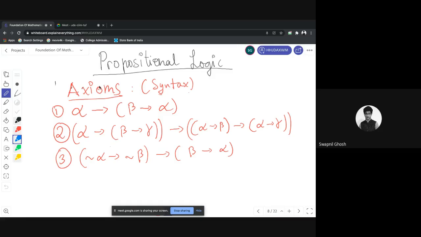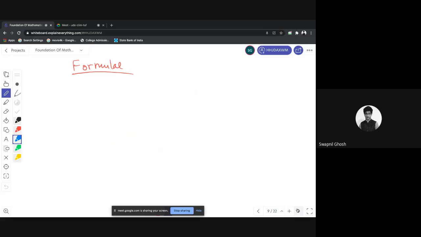Propositional logic has some axioms. Let's start with them. It has three axioms: alpha implies (beta implies alpha); alpha implies (beta implies gamma) implies (alpha implies beta) implies (alpha implies gamma), which is kind of distributive; and this is the contrapositive thing which we do: not beta implies not alpha implies (alpha implies beta). Now, what are alpha, beta, and gamma? Those are formulae. What do we mean by formulae?